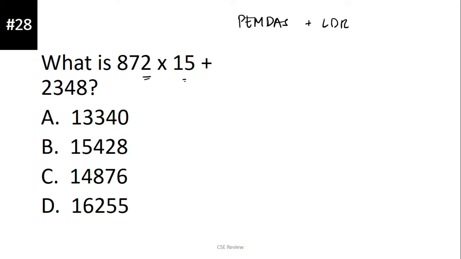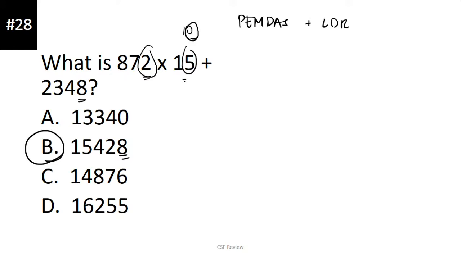2 times 5, which is yung last digit. 2 times 5 is 10. Ang last digit nun is 0. Plus 2,348. Last digit is 8. So, 0 plus 8 is 8. So the last digit niya has to be 8. The answer is letter B.